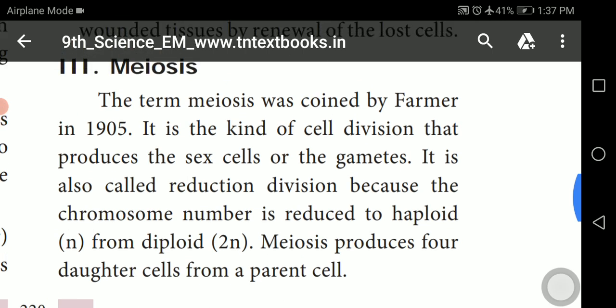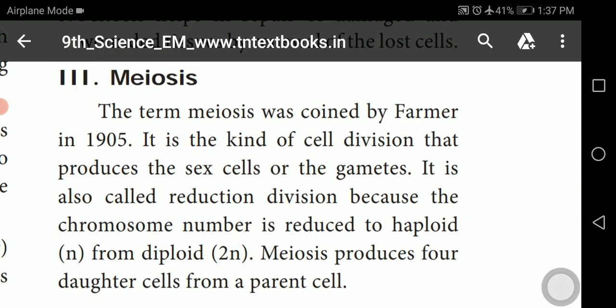Here, meiosis produces only the sex cells, the gametes. Male is the sperm, female is the egg. Whereas in mitosis, the somatic cells increase in number by the process of mitosis. That is the difference between these two: mitosis increases number, a single cell becomes two and it goes on. Whereas in meiosis, the reduction division takes place.